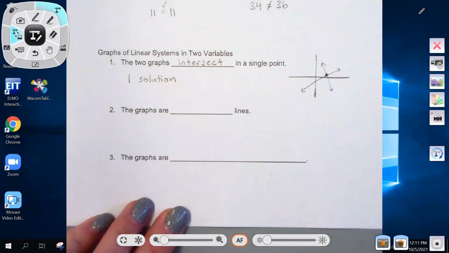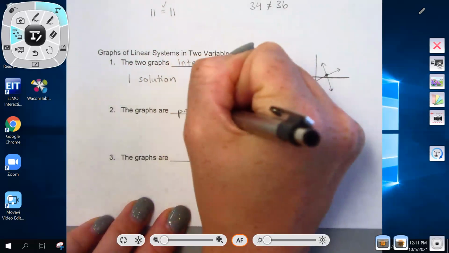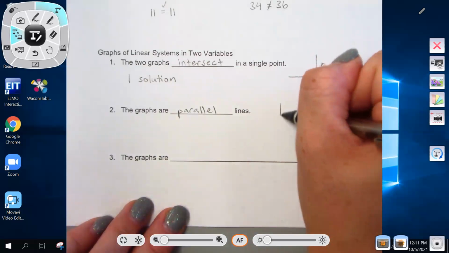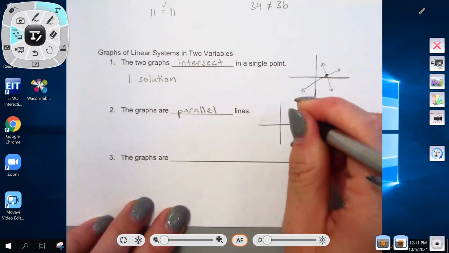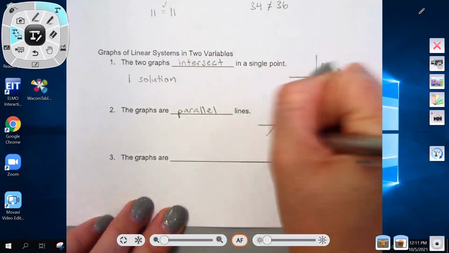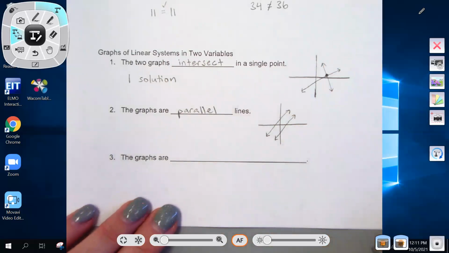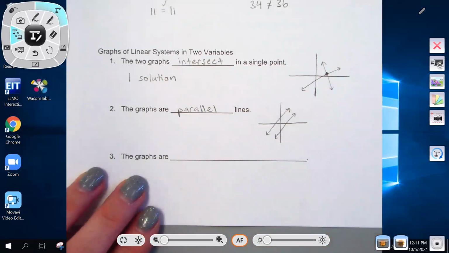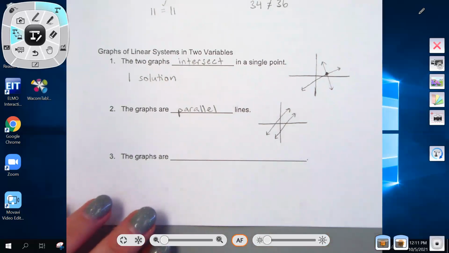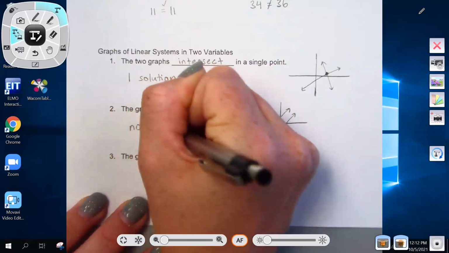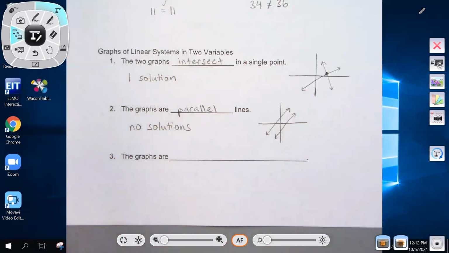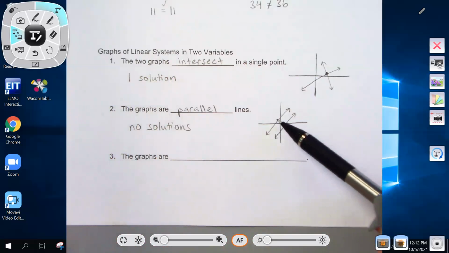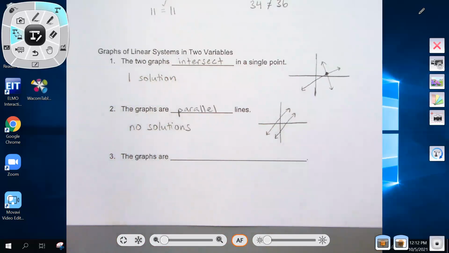Okay, the second thing that could happen is that the graphs are parallel lines. You guys know what parallel lines look like. Pretend those are straight. So how many solutions in this system of equations? They don't intersect. We'll say no solutions. So in order for there to be a solution, there has to be an ordered pair that satisfies both equations. These two lines will have no points in common because they'll never touch.